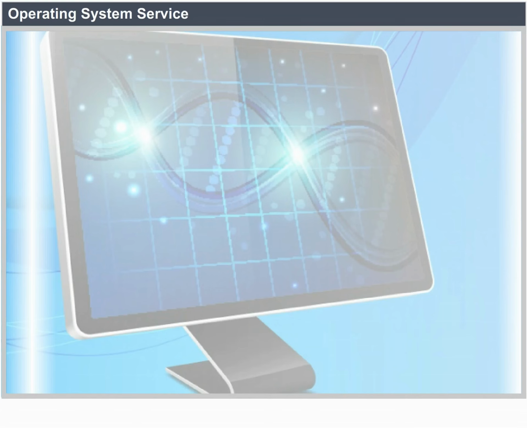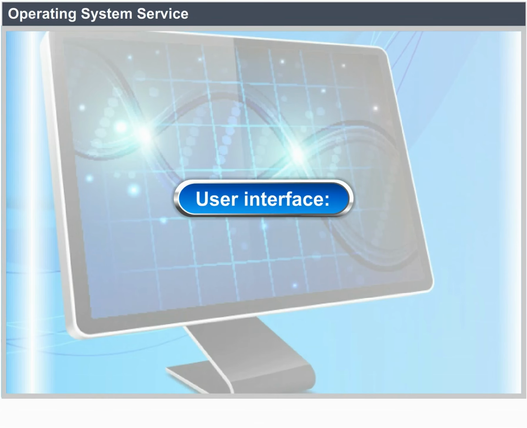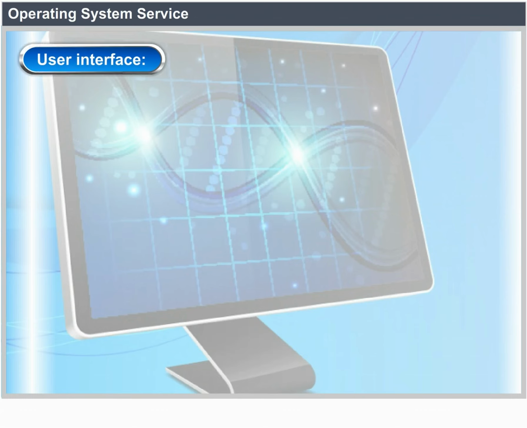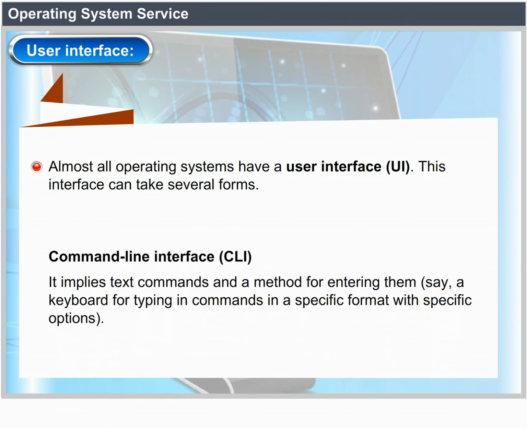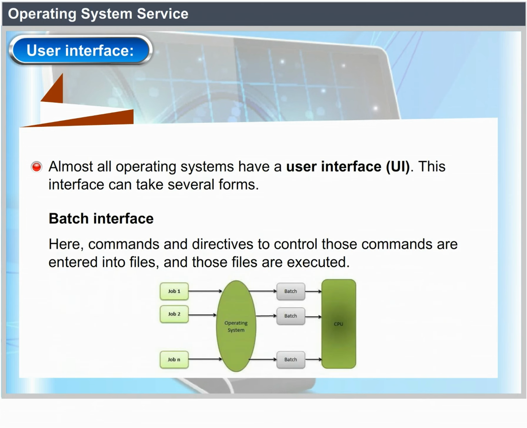Operating system services. User interface. Almost all operating systems have a user interface, UI. This interface can take several forms. One is a command line interface, CLI, which uses text commands and a method for entering them, say a keyboard for typing in commands in a specific format with specific options. Another is a batch interface in which commands and directives to control those commands are entered into files and those files are executed.